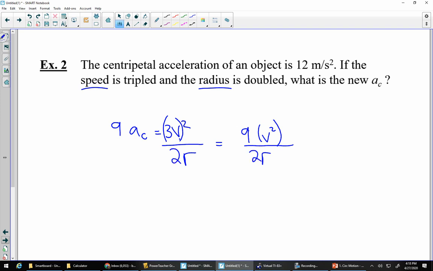Cool. Now it says the radius is doubled, so I'm going to put 2 times the radius. Might as well do it in both places over here as well. So I just put a 2 by the radius, multiply the radius by 2. But what did I do to this side of the equation? I divided it by 2. What do I need to do to this side? Divide by 2. So my new acceleration is going to be equal to 9 over 2 times my old acceleration, which was 12 meters per second squared.